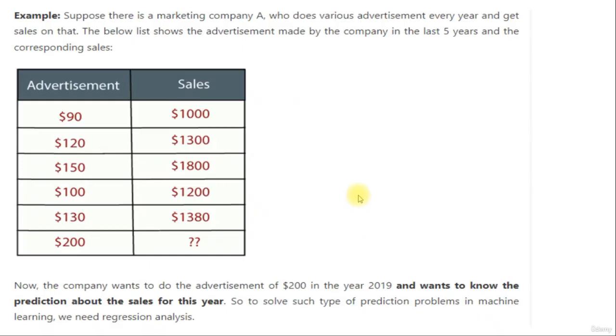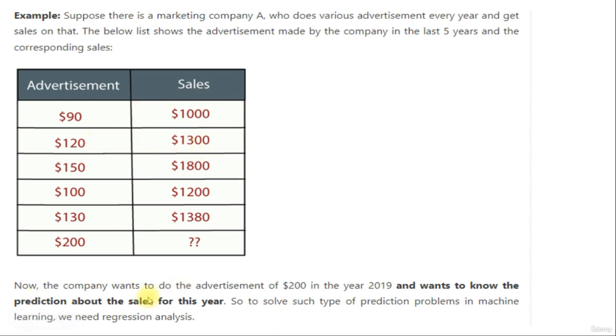Now, let us understand with the help of this example. Suppose there is a marketing company who does various advertisements every year and gets sales on that. The below list shows the advertisements made by the company in the last 5 years and the corresponding sales. So here we have 5 advertisements. Advertisement 1 was $90 and the sale was $1,000. Advertisement 2 is $120 and the sale is $1,300 and so on.